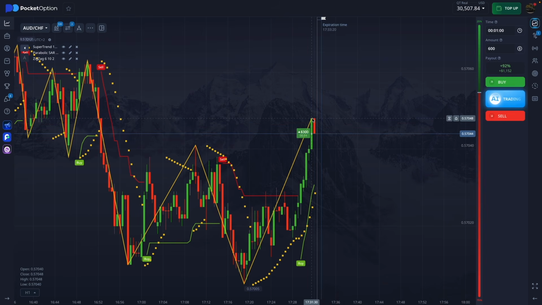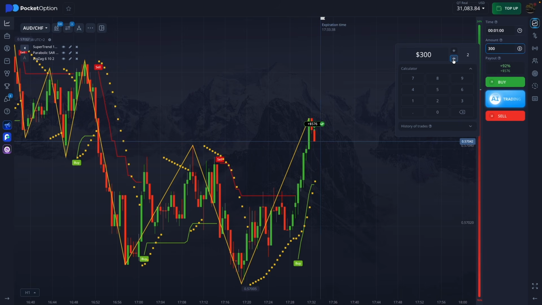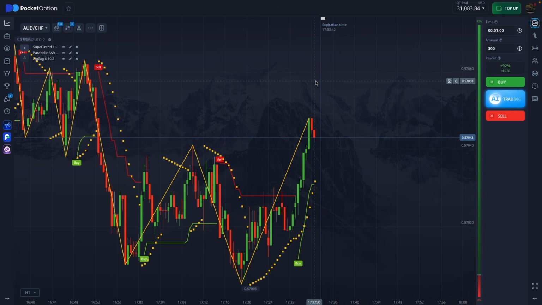What I like about this strategy is that I can very quickly determine if I can enter trades right now or not. Since all indicators are on the chart, I can very quickly determine whether the current situation is suitable for entering a trade or not. So, my trade closed in the profit. That means there's no point in doubling here. So I'm going to return $300, and with that, I'll be wrapping up my video.